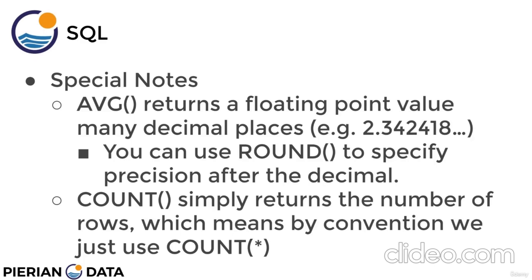And keep in mind that count simply returns the number of rows, which means by convention we could just use count asterisk in order to see the number of rows. We can either pass in a specific column or just an asterisk since it's essentially the same thing. But we've already discussed that before.